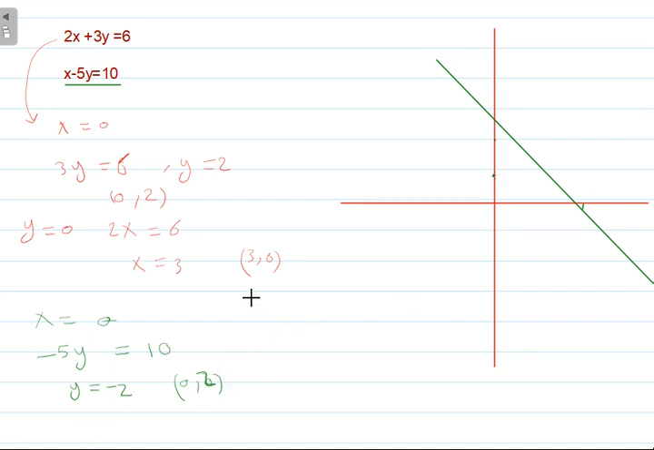The other point, when y equals 0, then x will be 10. So I have the point (10, 0). This will be here, (10, 0), and I have (0, minus 2). Let's represent this.